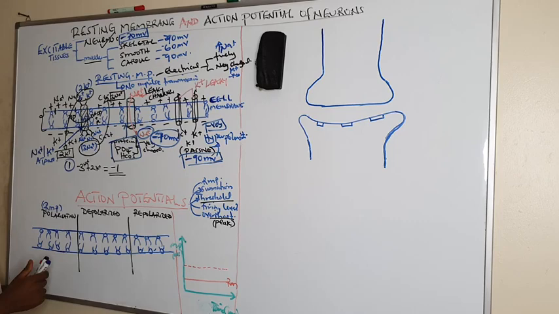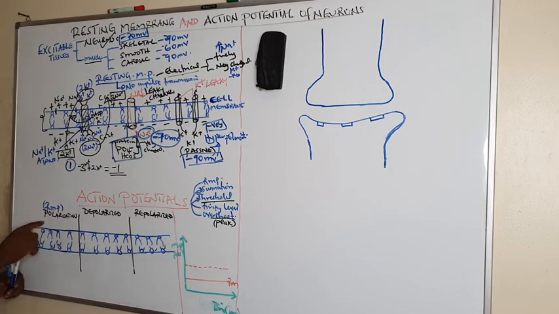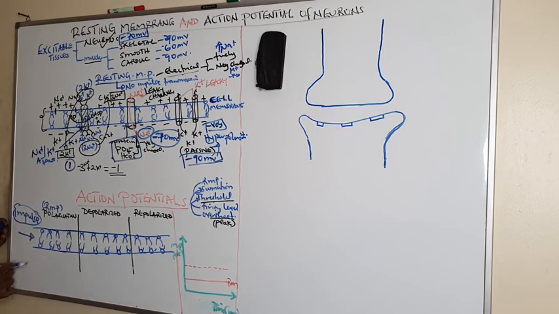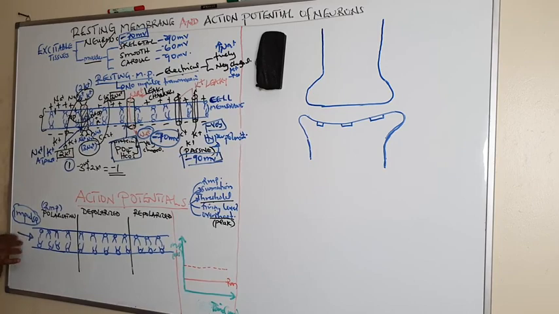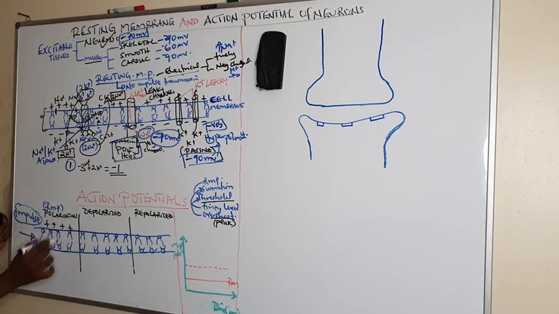An action potential occurs in phases. The first phase is when an impulse arrives at the cell, that is, a change in stimulus. It finds the cell at the resting membrane potential, whereby the outside of the cell is positively charged and the inside is negatively charged.